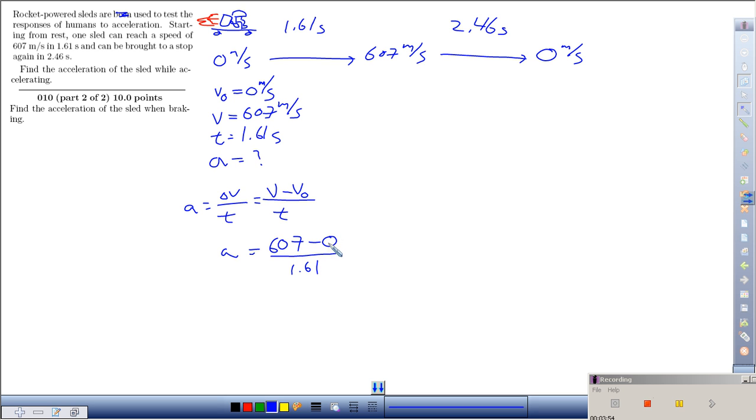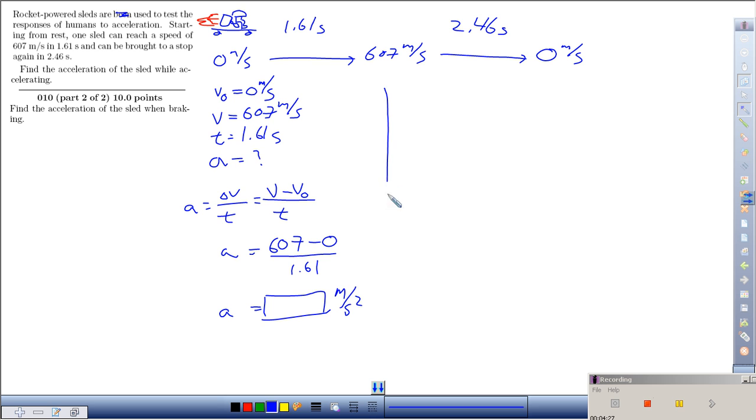So if I do 607 minus 0 divided by 1.61, that's going to give me some number, and my units are going to be meters per second squared. And you'll notice this is going to be a positive number. I'm going from 0 to faster and faster and faster. So I'm going to get a positive number when I have this positive divided by this positive. So that's number 9, and that'll give me a positive meters per second squared.